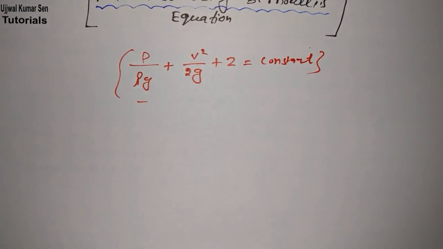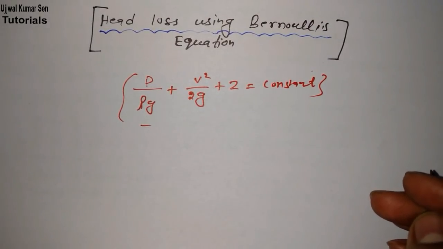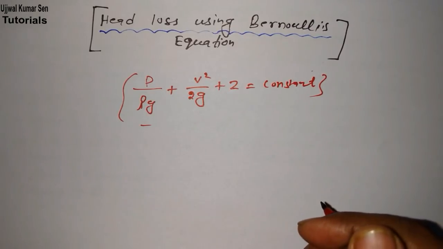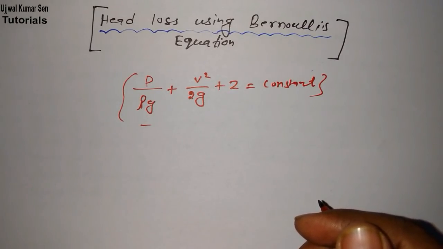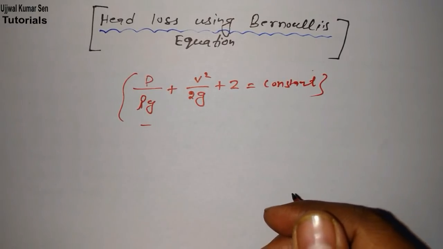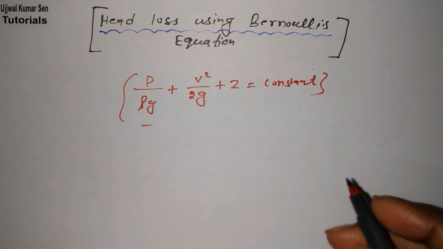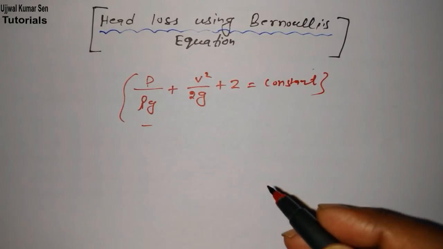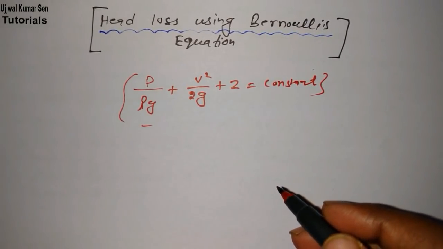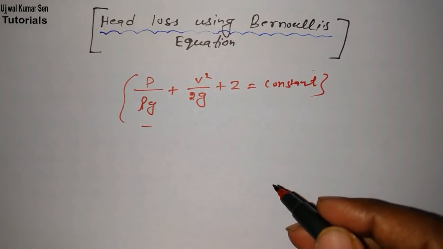Basically this equation we can derive quite easily from Euler's equation. We just need to integrate that equation, then we get this value. Head loss using Bernoulli's equation is something we have studied in fluid mechanics, and I'm sharing this topic with you because in GATE they have asked a question related to it.